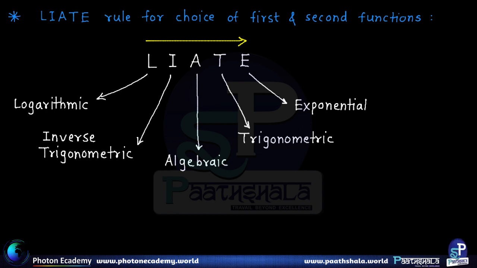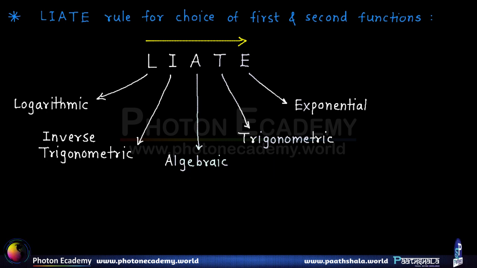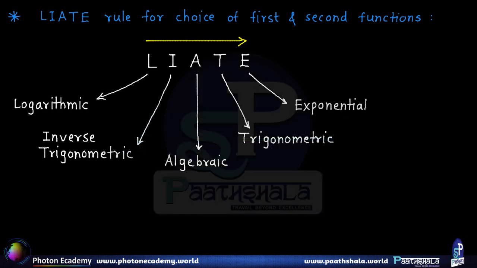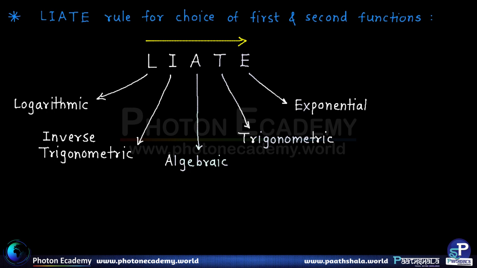It is nothing but a mnemonic, and these 5 letters stand for 5 different types of functions. L stands for logarithmic, I is inverse trigonometric function, A is algebraic function, T is trigonometric function, and E is exponential function. Now if you observe, as we go from left to right, the ease of integration of the function increases. So the more to the left the function is, the harder it is to integrate as compared to the functions on its right, alright? So based on this we decide which should be u and which should be v, right?